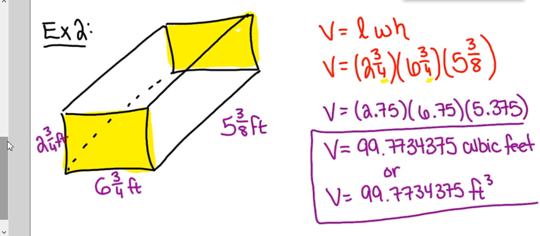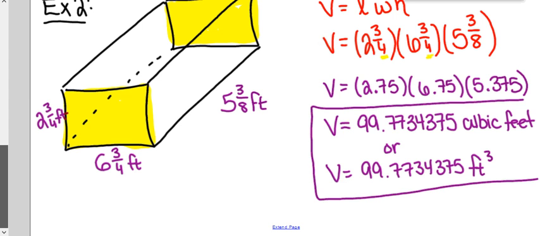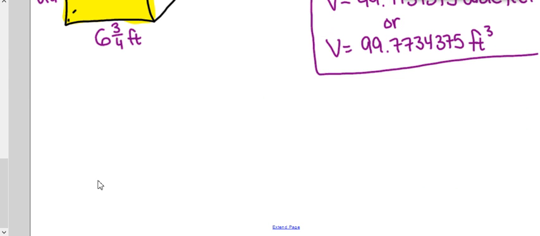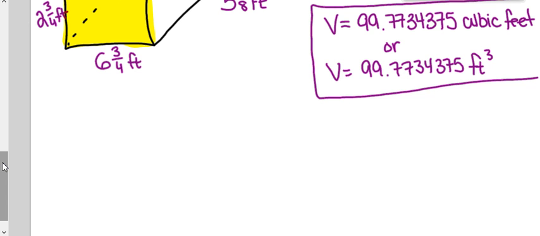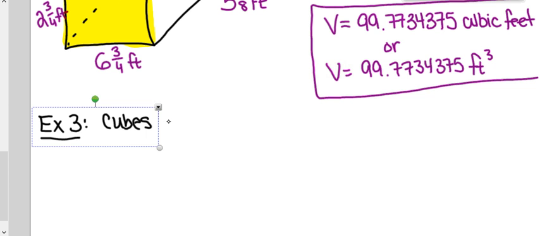Beautiful. All right, that one was a little tricky due to the fractions, but I think we're still doing great. We've got one more to do. And in this instance, we're going to take a look at a cube. Now, a cube is really just a rectangular prism having sides or faces that are all the same.